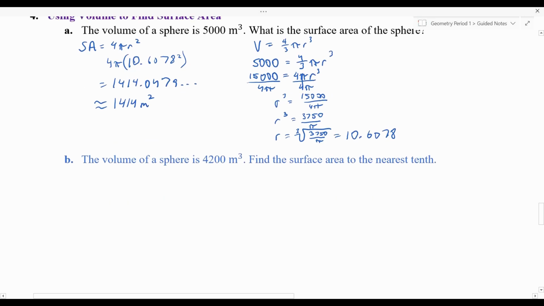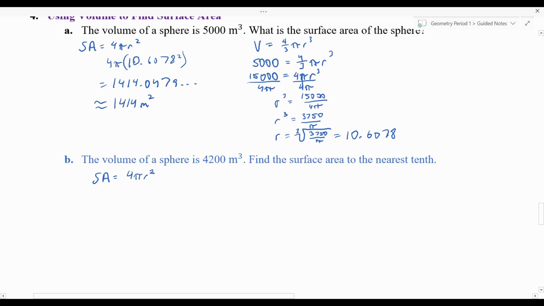Part B is yours. The volume of a sphere is 4,200 cubic meters. Find the surface area to the nearest tenth. All right. Good luck with this one. So we know that the surface area formula, surface area is 4 pi r squared. All right, that 4 looks almost like a 9. So we have 4 pi r squared.